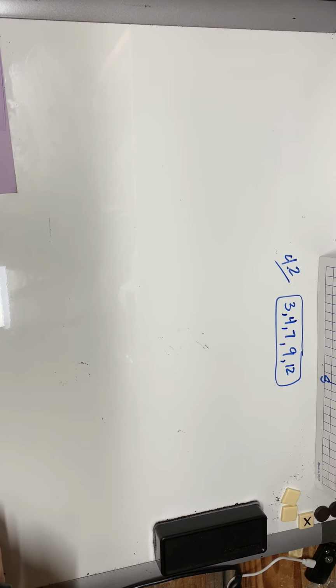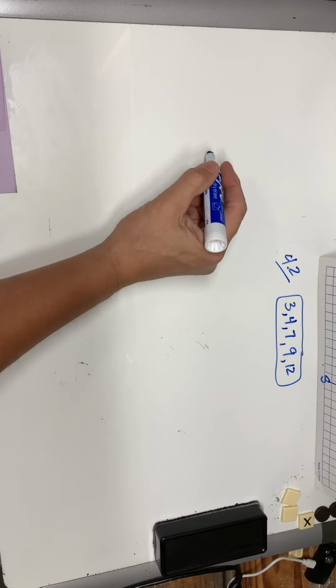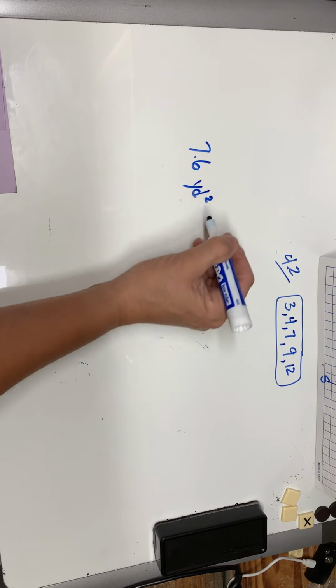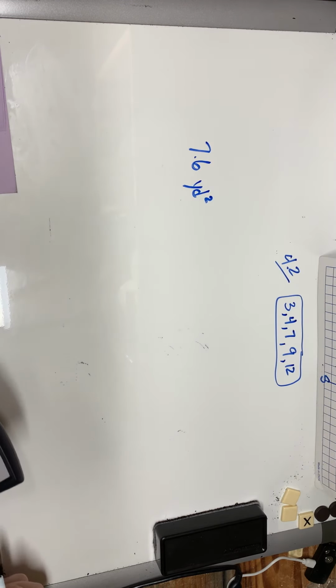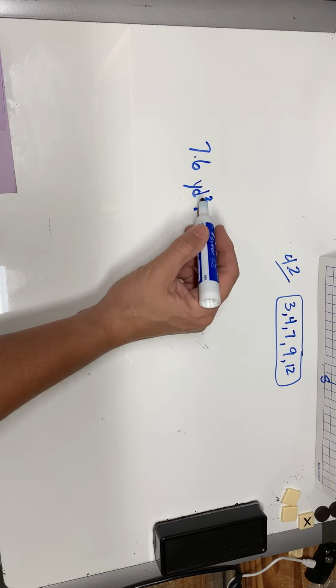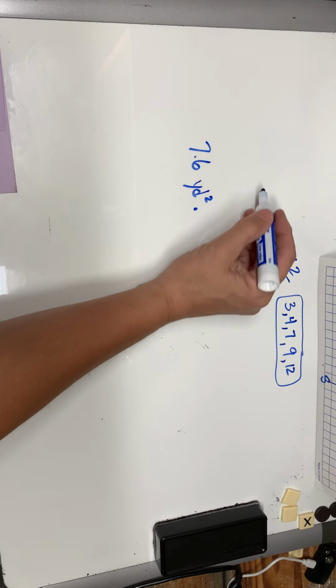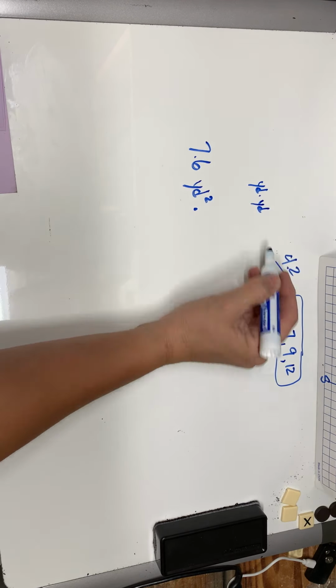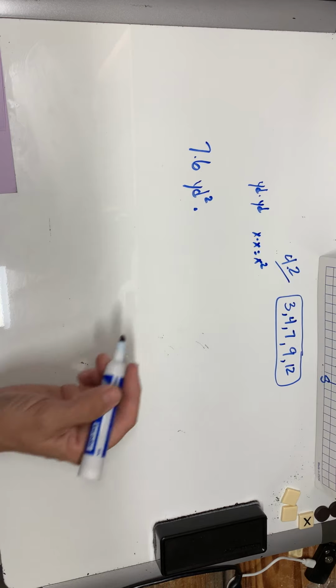All right, I want to jump to problem number 7. They give me 7.6 square yards. So this is a little tricky. It's yards squared, because we're dealing with the squared unit, and we want to convert it to square feet. If I have yards squared, that's like having yards times yards, right? Because x times x is x squared. Hopefully that rings a bell.